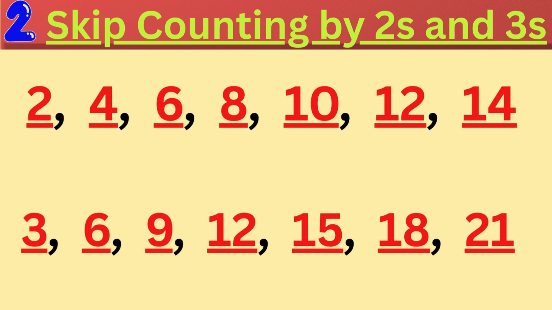Number 2, skip count by 2s and 3s on 7 spaces. The answers for the 2s are 2, 4, 6, 8, 10, 12, 14. The answers for the 3s are 3, 6, 9, 12, 15, 18, 21.